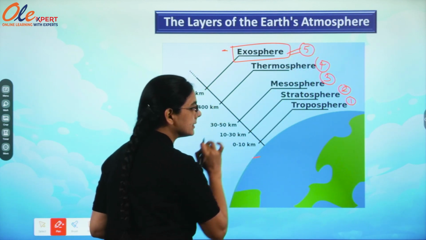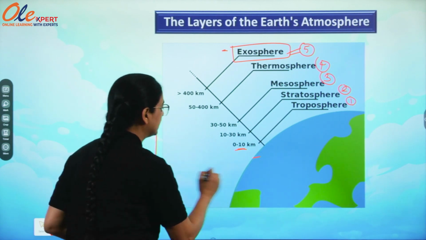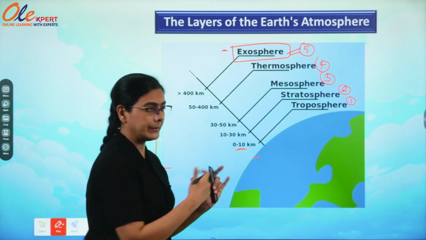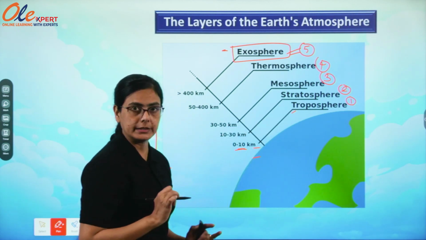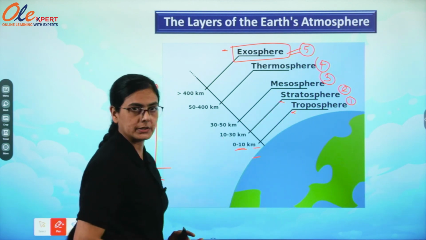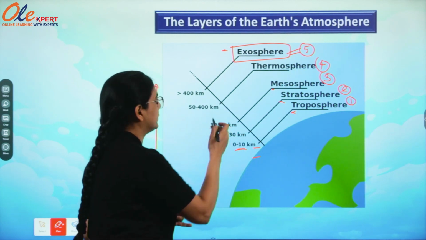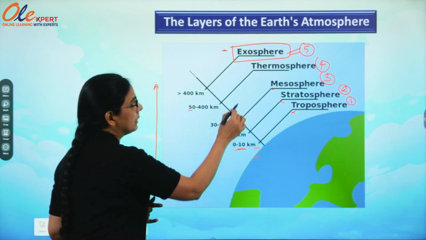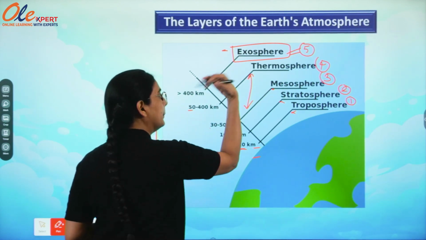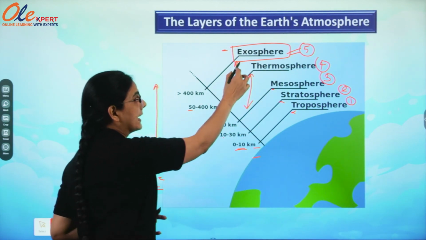Okay, and the height: the troposphere is nearly 0 to 10 kilometers from the Earth's surface. Which we see directly, we come into contact with this one layer only, the troposphere. And 10 to 30 is the stratosphere. Then 30 to 50, the mesosphere, the third layer of the atmosphere. Then 50 to 400, the thermosphere. And then above 400 kilometers, going to mingle in space, is the exosphere.